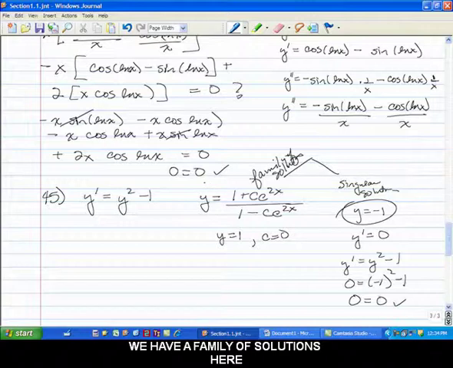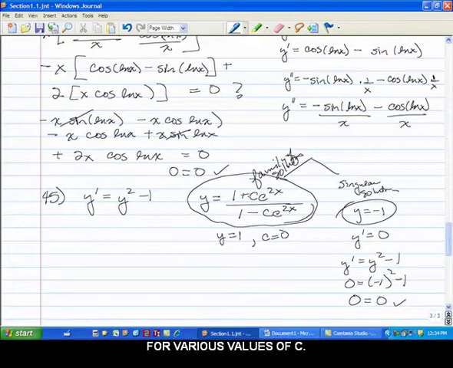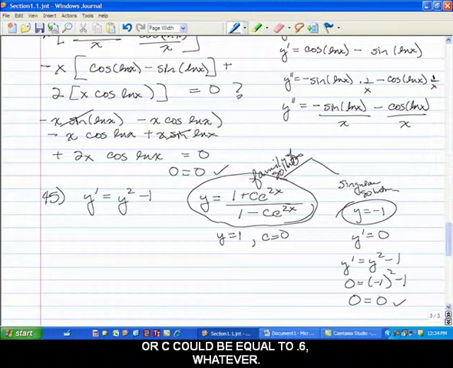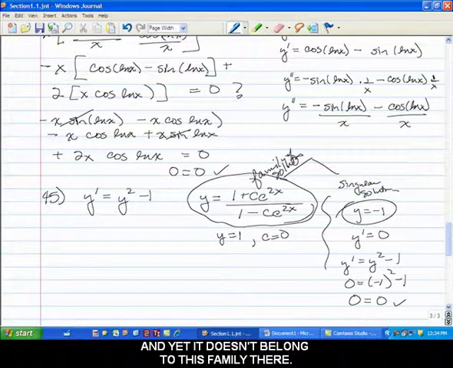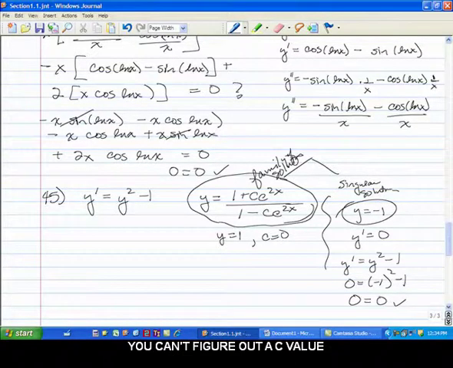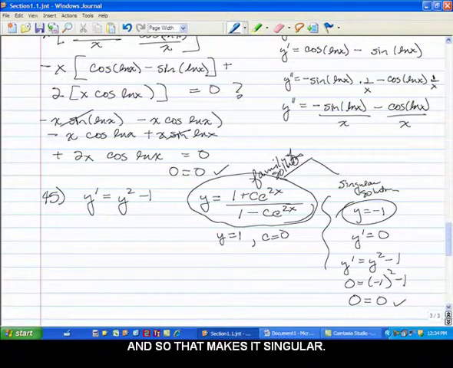We have a family of solutions here. We have really an infinite number of solutions here for various values of c. And c doesn't just have to be an integer. c could be equal to pi, or c could be equal to 0.6, or whatever. But over here, this y equal negative 1 is also a solution, and yet it doesn't belong to this family. You can't figure out a c value that would give you a negative 1 for the y, and so that makes it singular.